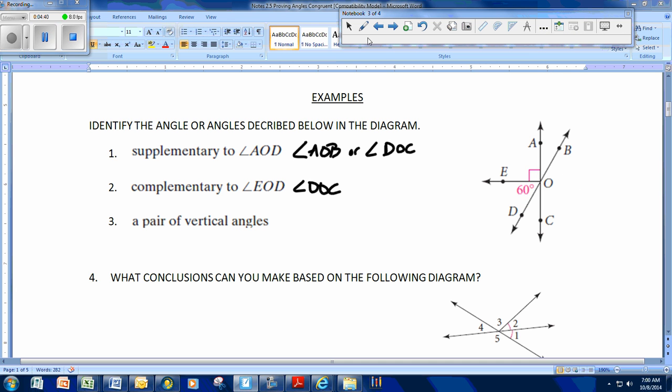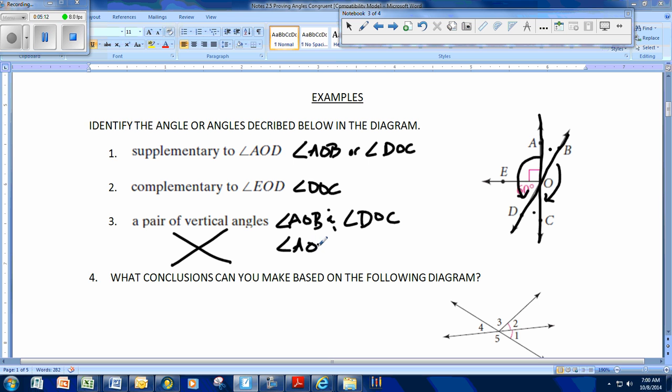Finally we're going to talk about vertical angles. We want to identify a pair of vertical angles. Remember, vertical angles are created by two intersecting lines. So I see two intersecting lines right here, line AC and line BD. So that means this angle AOB and angle DOC, this angle right here that is right across from it, would be one pair of vertical angles. The other one would be the other side of the diagram. These two right here are vertical angles, so that's angle AOD and angle BOC. Those are both pairs of vertical angles.